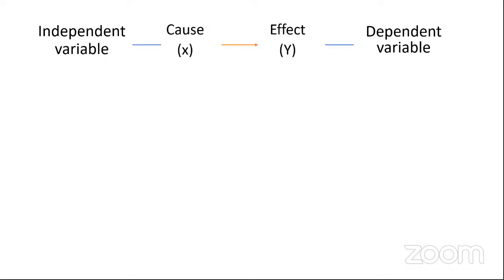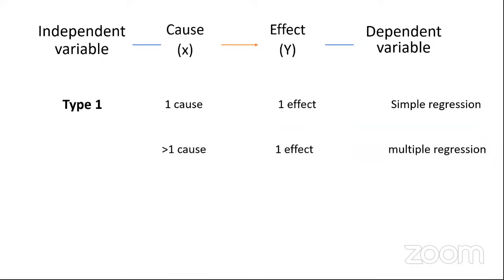Depending upon how many causes and how many effects there are in our experiment, there are different types of regression. Suppose we have one cause and one effect. Such a type of regression analysis is known as simple regression. And suppose there are multiple causes for one effect, for example plant height as well as sunlight. There are two factors which bring about change in the number of flowers. So we have multiple regression. So this is type 1 of classification, simple and multiple regression.